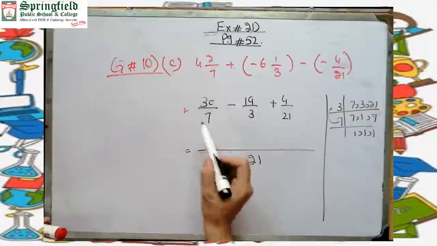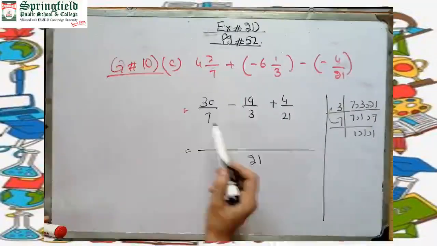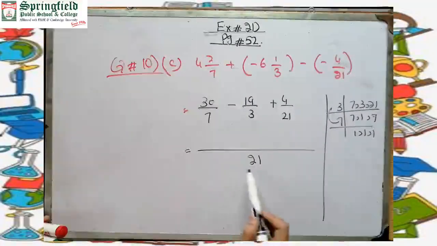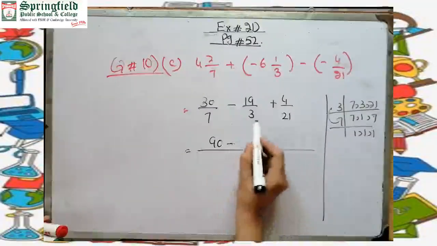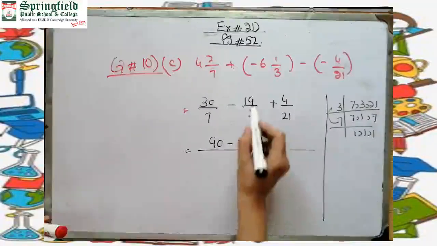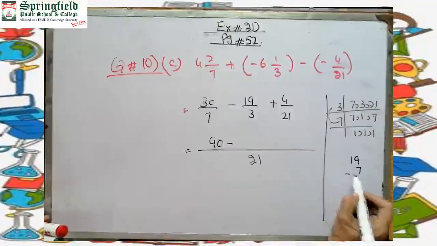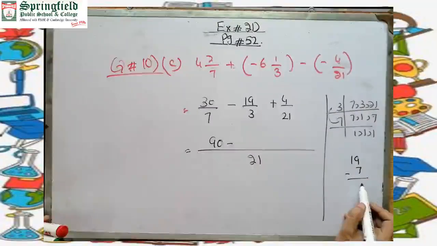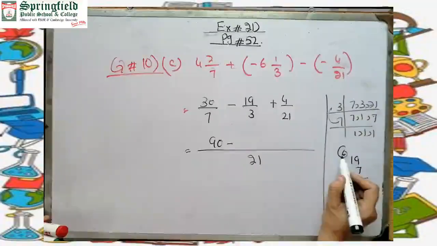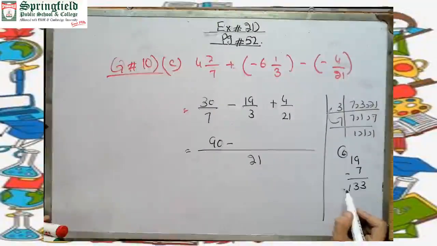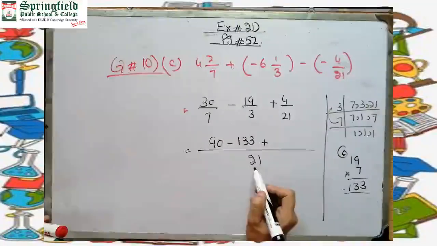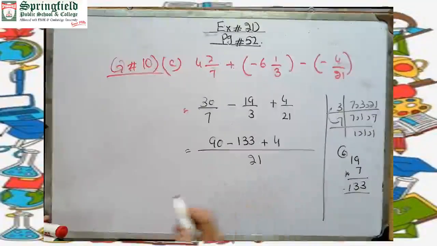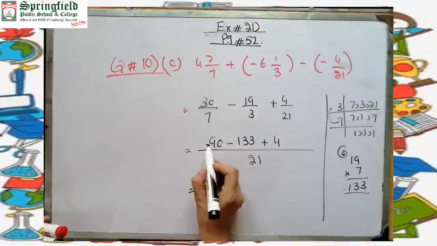Now, how can we convert the small fractions into the larger fractions? 7 divided by 21 is 3, 3 multiplied by 30 is 90. Minus 3 divided by 21 is 7, 7 multiplied by 19: 7 9s are 63, 7 1s are 7 and 6, 133. Plus 21 divided by 21 is 1, and multiply with 4.